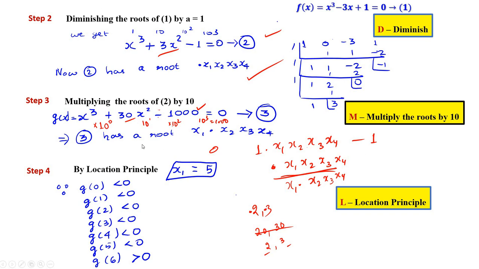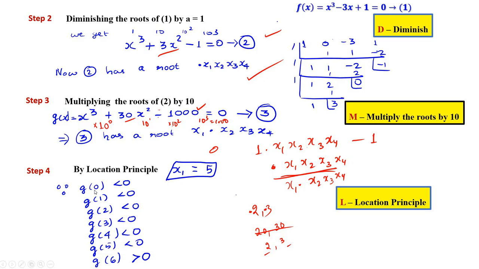So LDM, one set is over. Now we need to find what this x1 is. What we did for A, we have to repeat for x1. So LDM: location principle, diminishing the roots, and then multiply. LDM, LDM, LDM, continuously until we get what is required, right? So by the location principle, you are finding x1 to be 5. So how do we find that?